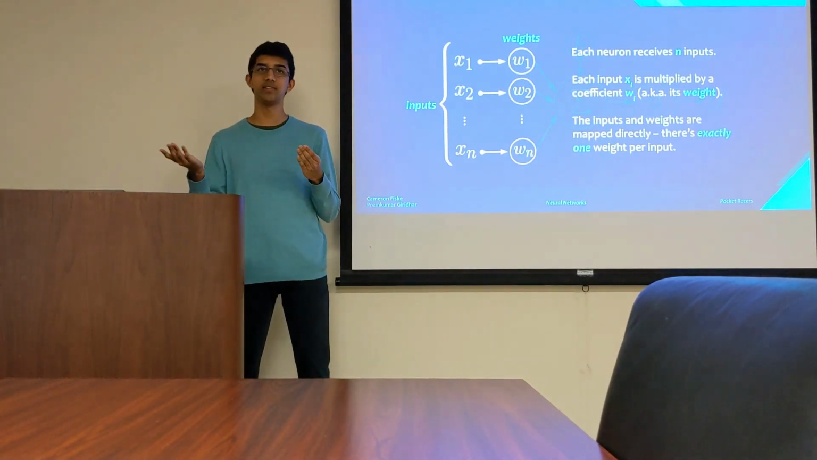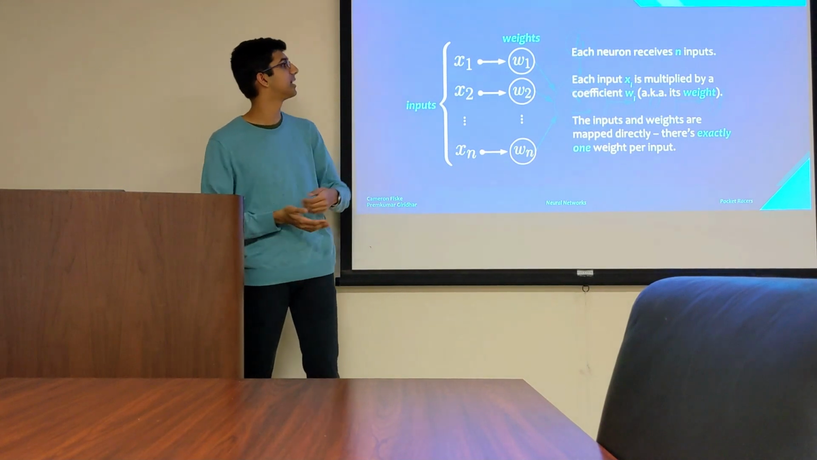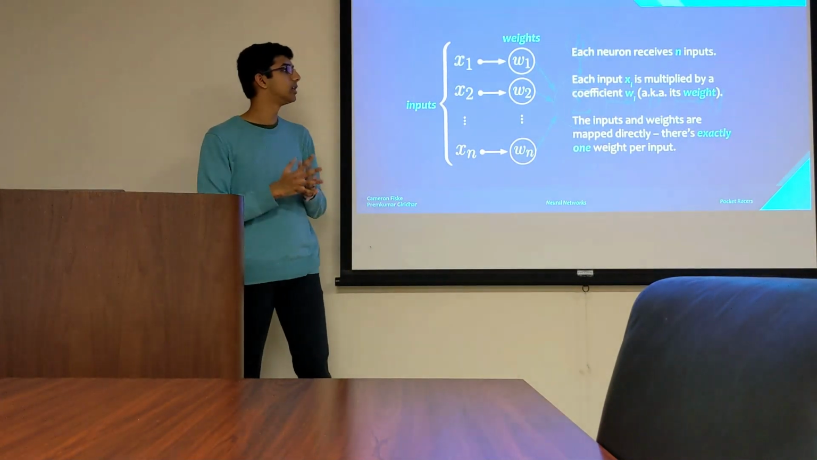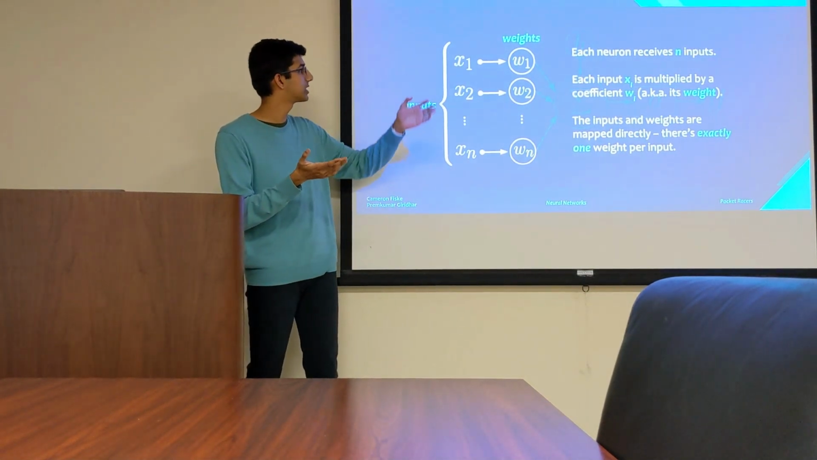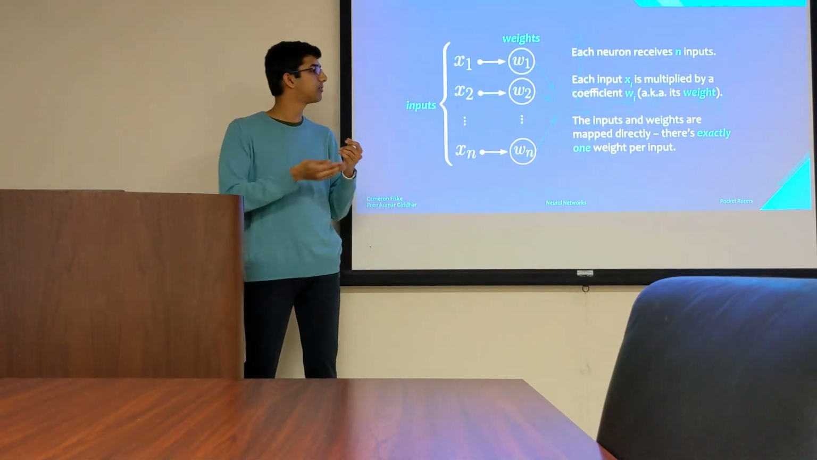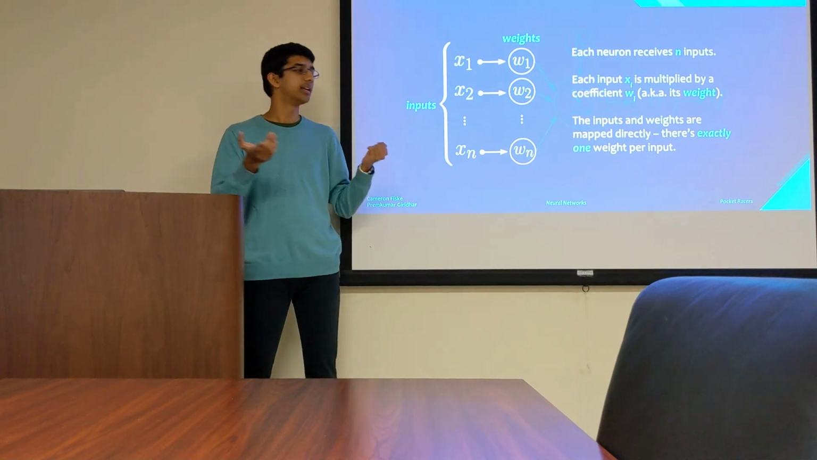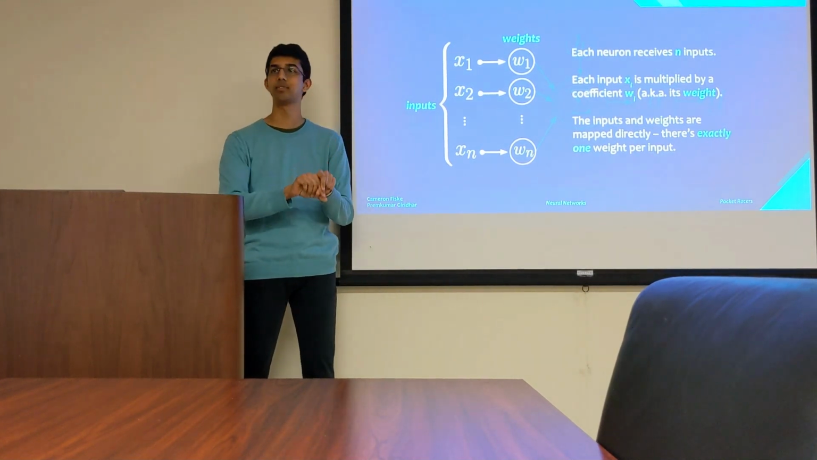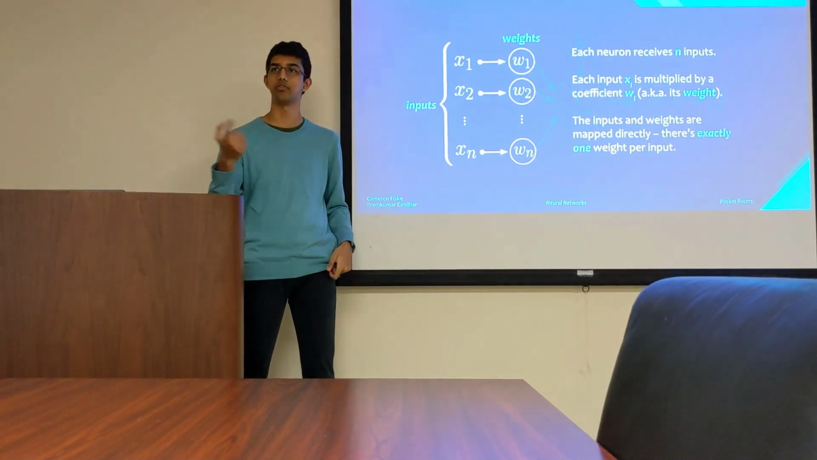Each neuron receives a certain number of inputs. We use n again. Each input, which is represented by x and then a subscript, you multiply by a coefficient, w and a subscript. That's going to be the weight. Of course, each input and weight are directly mapped, so it's a 1-to-1 ratio of inputs and weights.